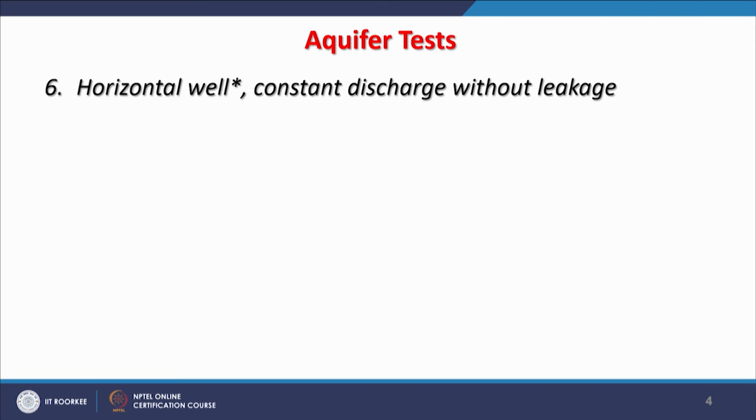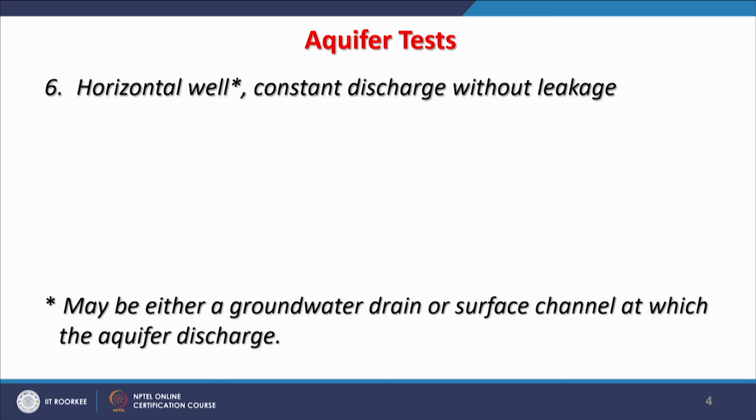Now, the sixth possibility is the horizontal well. Again, as I have already said, horizontal wells are rarely used in groundwater, but sometimes, because of interconnection of wells or some other special geologic conditions, we may go for inclined wells or horizontal wells instead of vertical wells. In this horizontal well, there may be either a groundwater drain or a surface channel at which the aquifer discharges. Like when two water storages or two small reservoirs are to be connected, there are two possibilities. One, we can connect through a surface channel; another, we can connect through a horizontal well or a drain which is in subsurface condition.